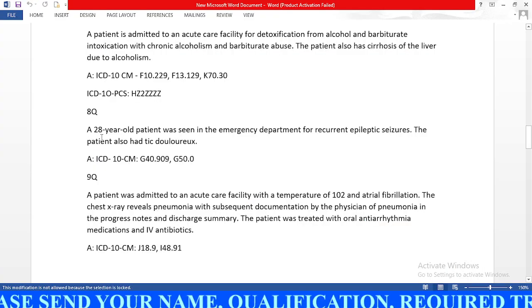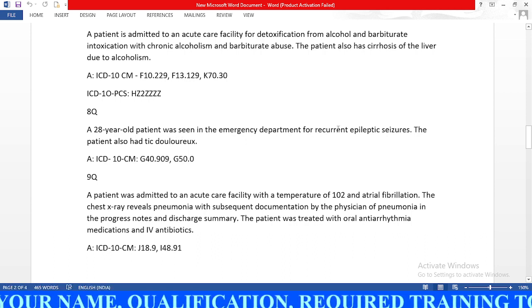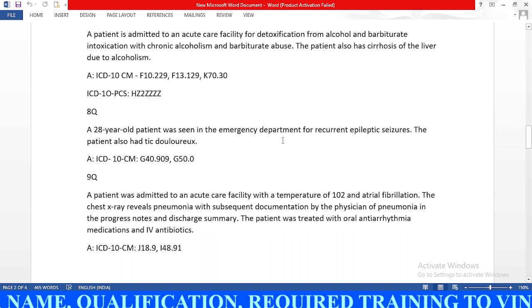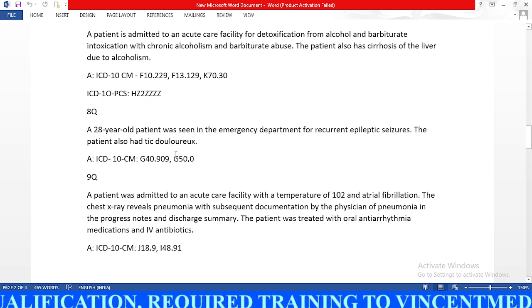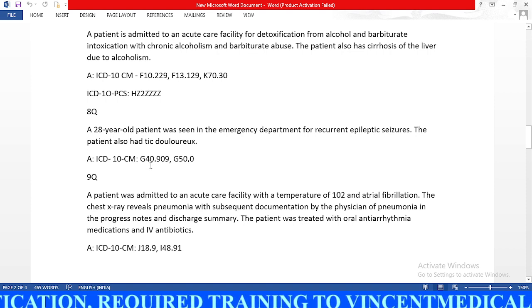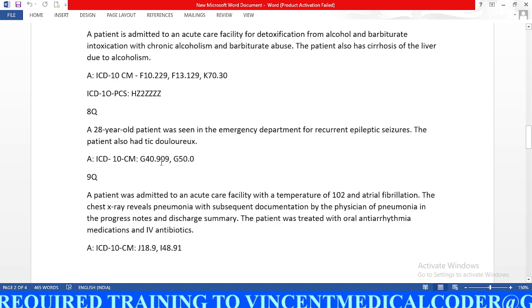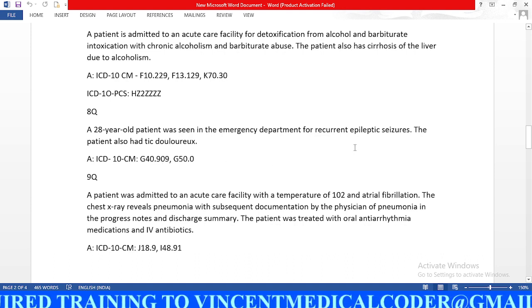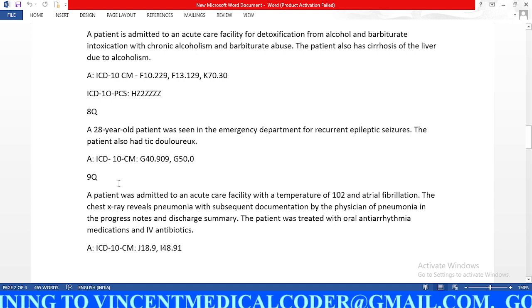Next question. A 28-year-old patient was seen in the emergency department for recurrent epileptic seizures. The patient also had tic douloureux. So here our ICD-10-CM codes are G40.909 and G50.0. G40.909 is for recurrent epileptic seizures and G50.0 is for tic douloureux.